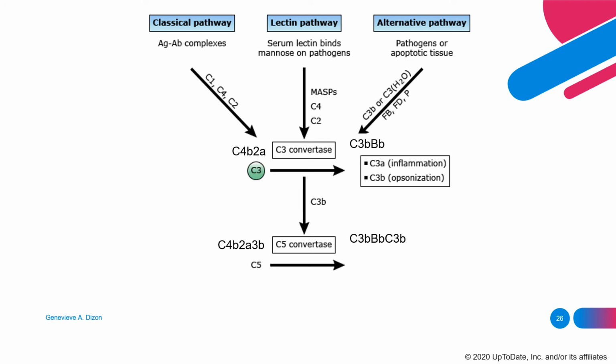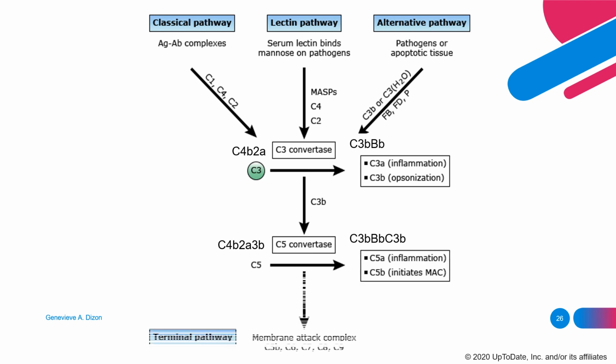C5 is cleaved to C5a and C5b. C5b engages the terminal pathway and initiates the formation of the lytic membrane attack complex. The end result is the lysis or the rupture of the cell.